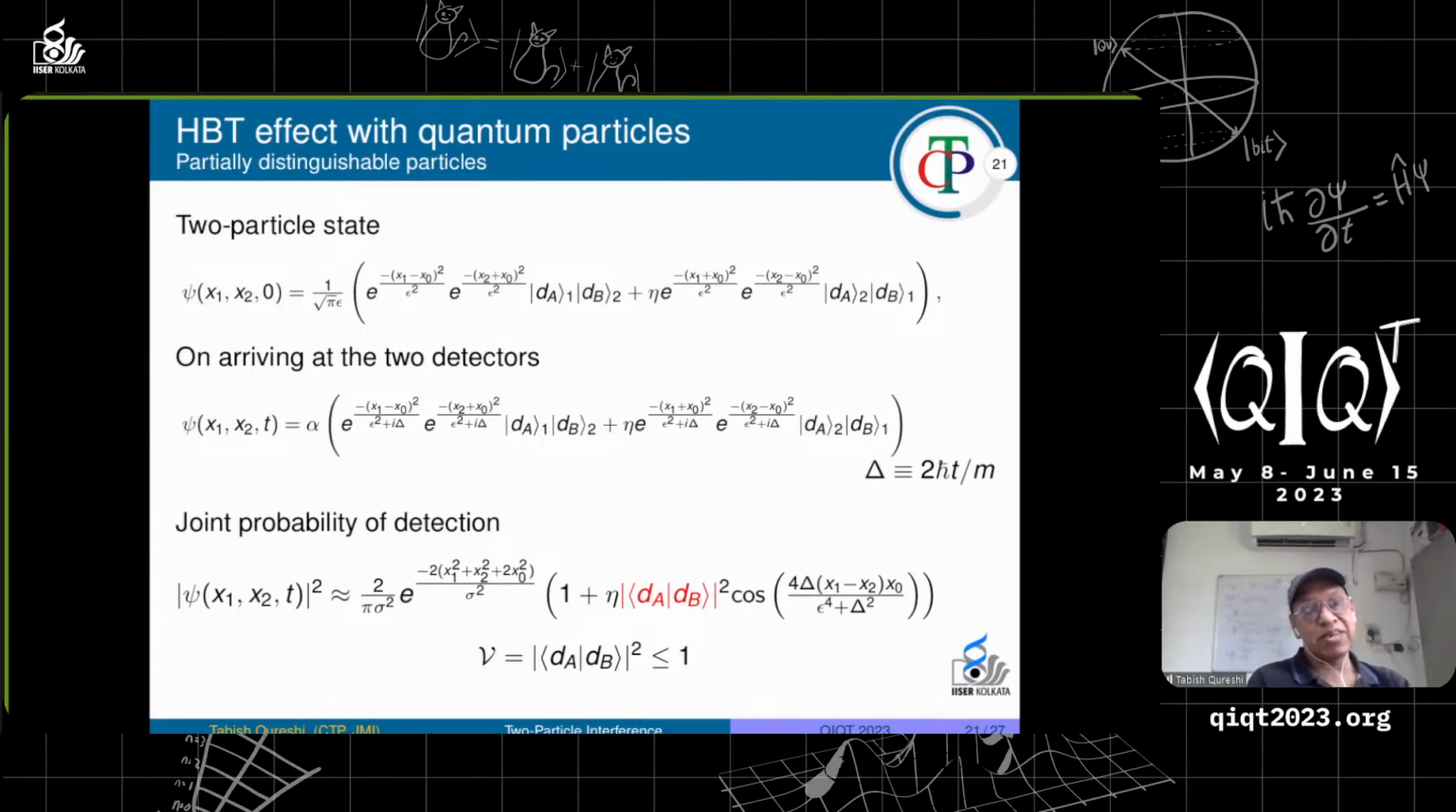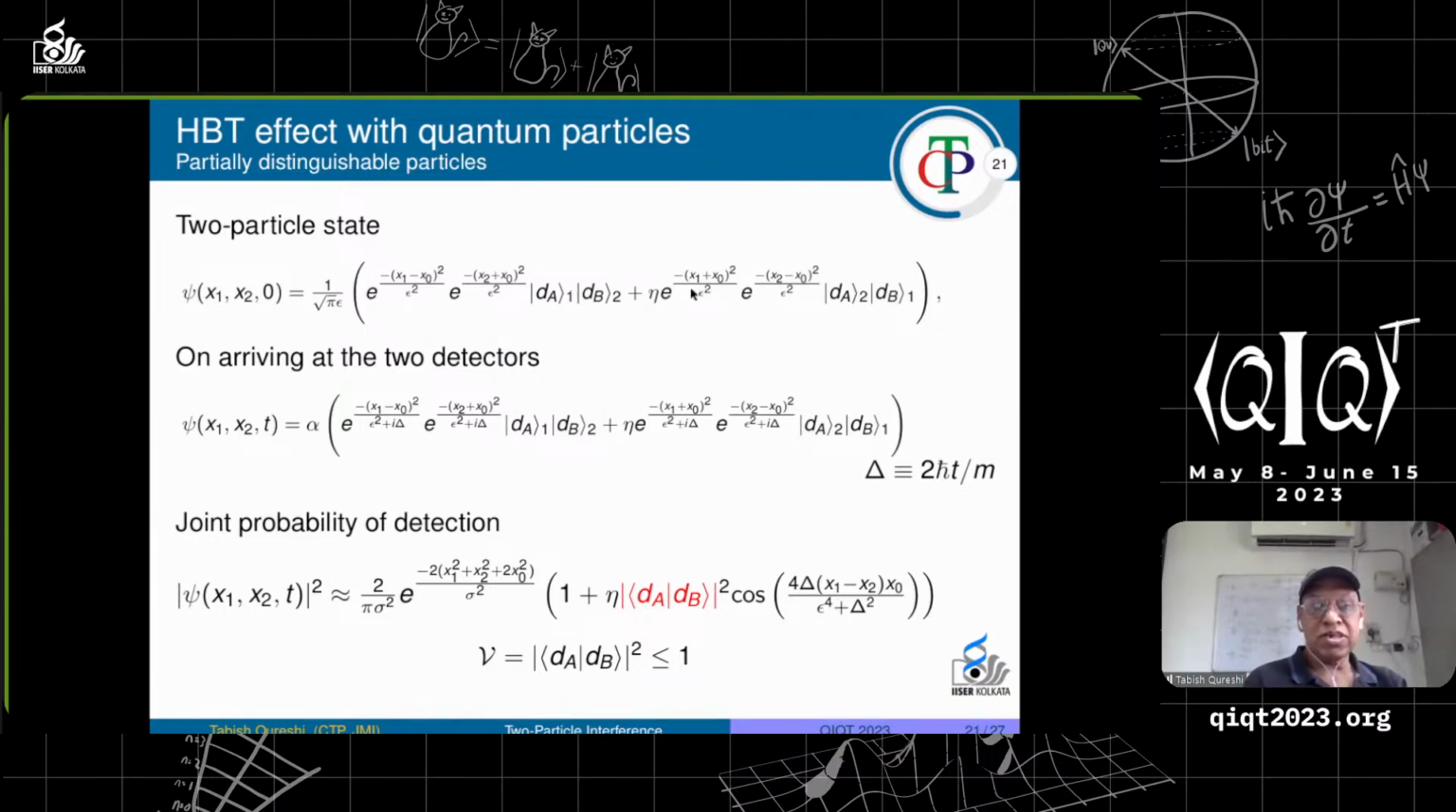Now we are asking this: if we make these two photons, or these two particles in general, partially distinguishable by some internal degree of freedom, how does it affect this interference visibility? So again, you see that I have now defined these Gaussian wave packets, one Gaussian wave packet emerging from one source, and this other Gaussian wave packet emerging from the other source, and this one has internal degree dA, the other has internal degree d2.